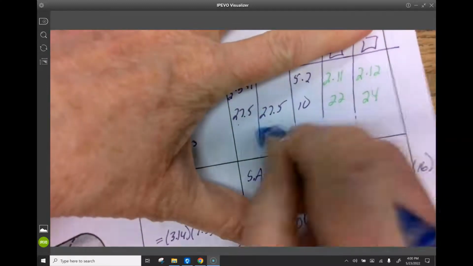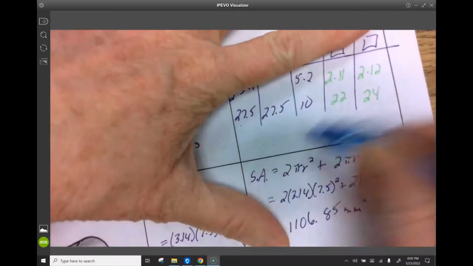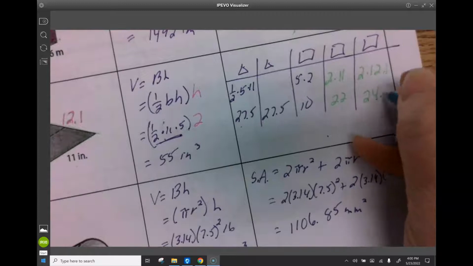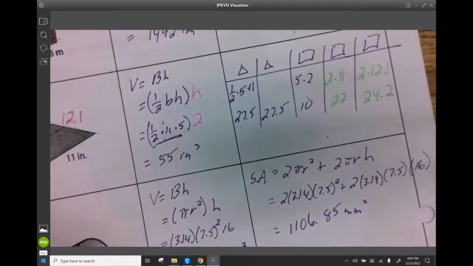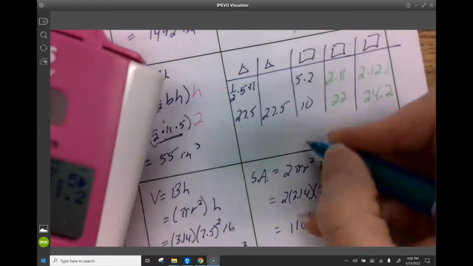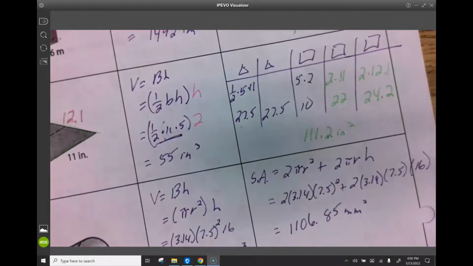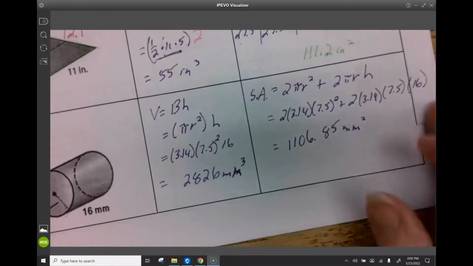Now you're going to add all that together. I didn't have any room to write my answer. So add all that together. Hey, wait a second, that's a 12.1, so that's a 24.2. There we go. I got 111.2 inches squared.